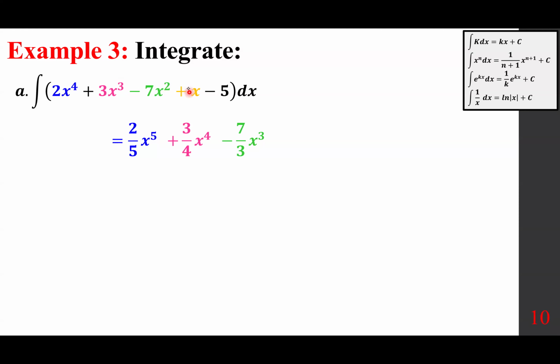Now, to make sure we understand what's happening here, I'm going to write this means x to the power of 1. So 1 over 1 plus 1, x to the power of 1 plus 1. So 1/2 x squared. Now, you don't have to write it in this fashion. You should really see it's half of x squared. I just wanted to justify that. And of course, minus 5 means minus 5x and a constant.